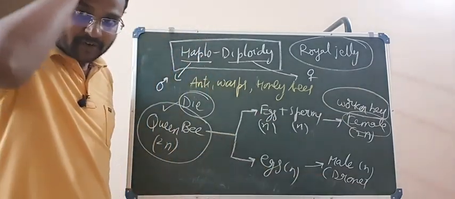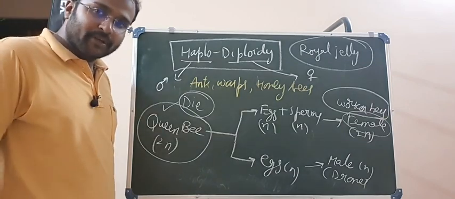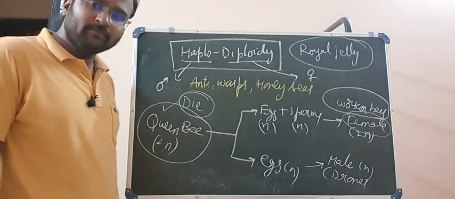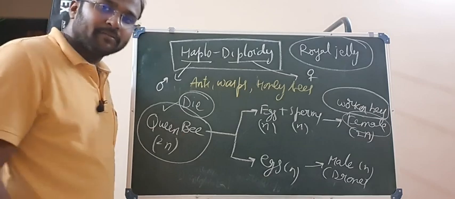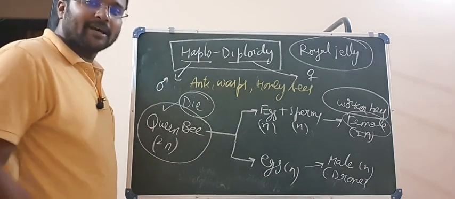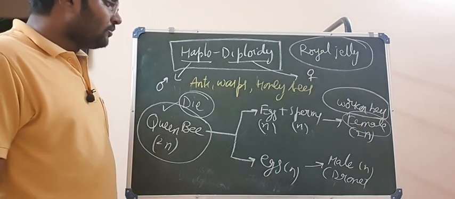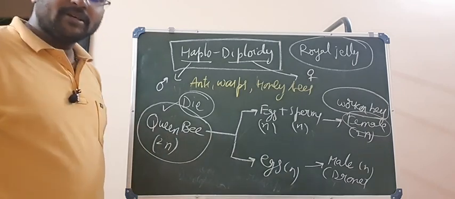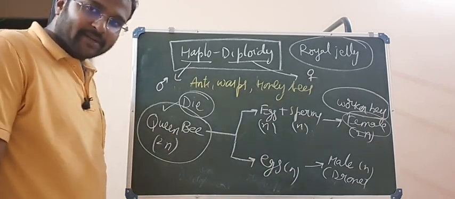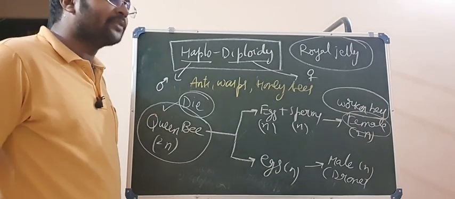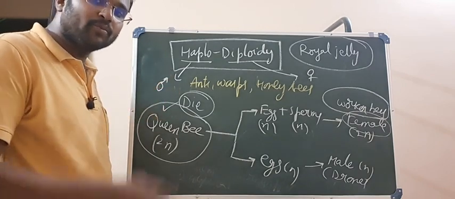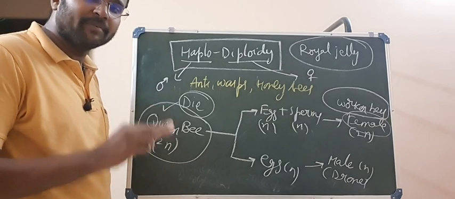Worker bees, their main function is to work: scouting and finding honey, bringing it, and nursing the larva. This is the work they do. So this is in detail about the sex determination in animals. First is the environmental type, second is the non-allosomic or non-chromosomal type, and third is the chromosomal type.